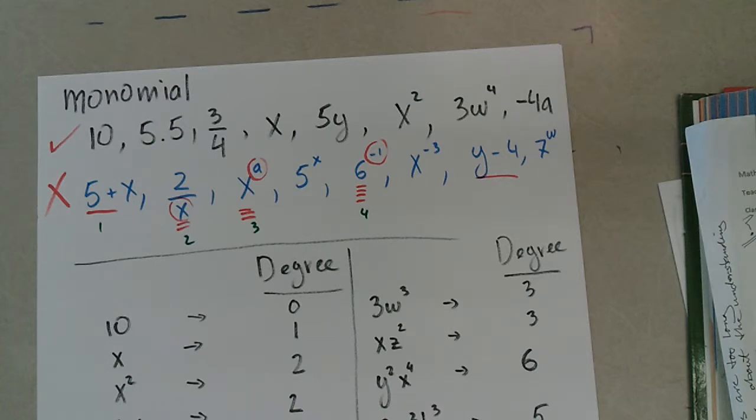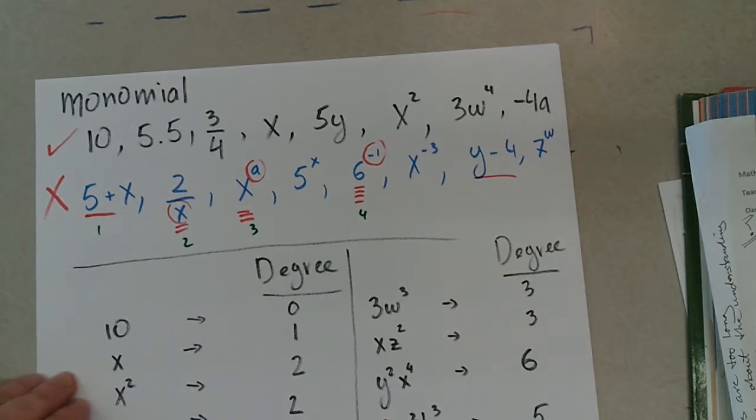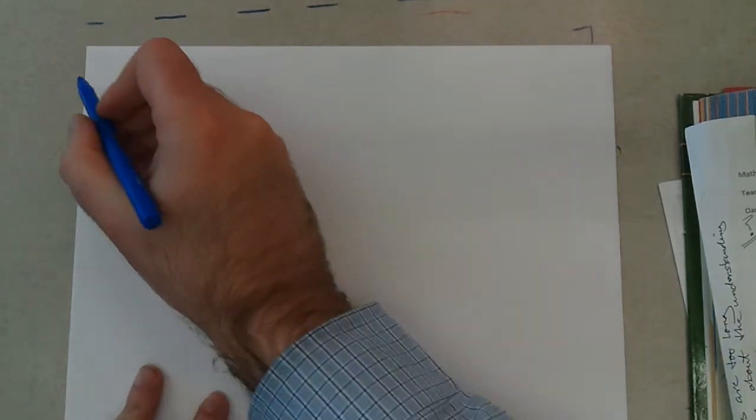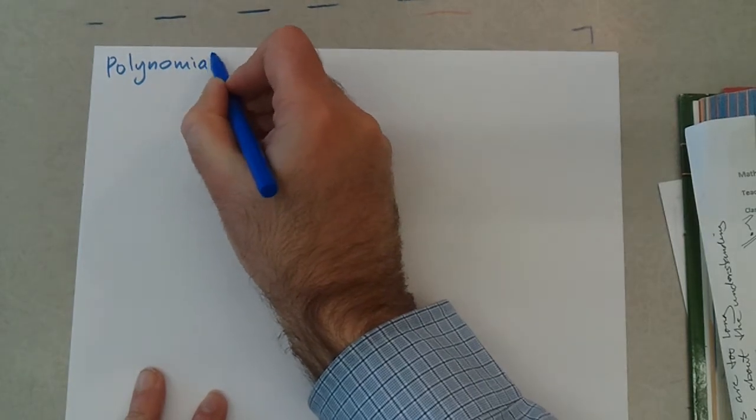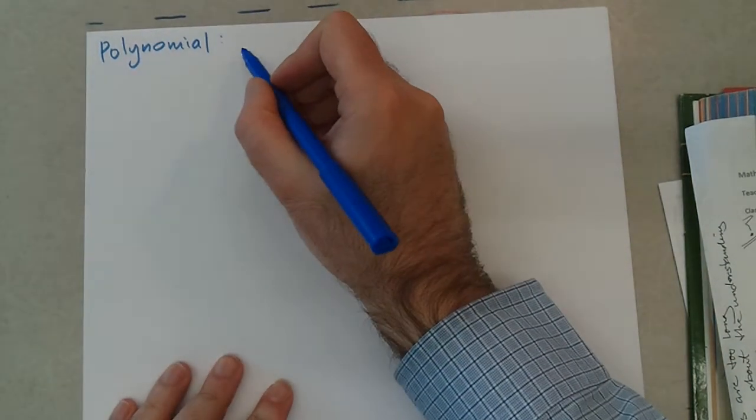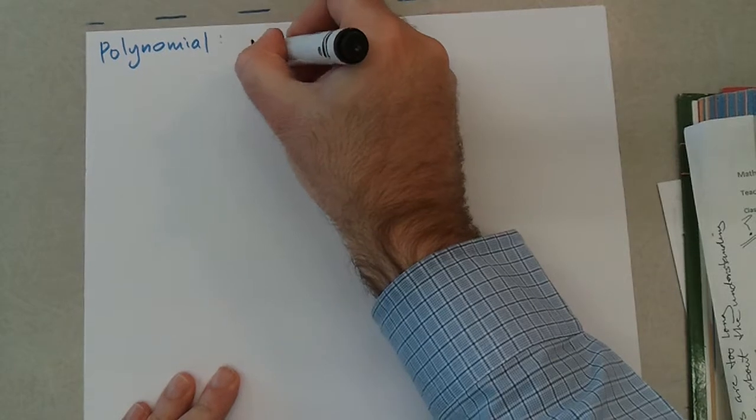So that's kind of like a rundown of monomials. Let's take a look at what polynomials are. A polynomial is a sum or a difference of at least 2 monomials. So, for example, if I wrote down 10 minus x, well, that's now a polynomial.